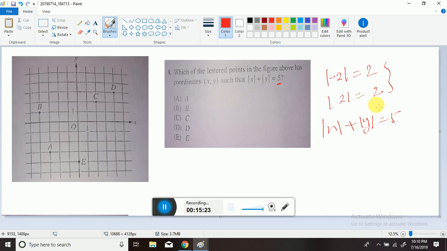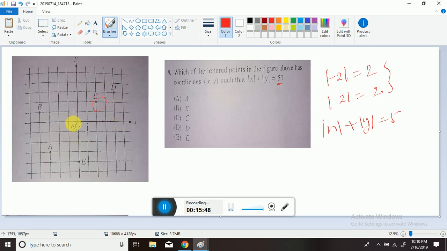The sum. Now let us see the coordinates. We have to find the coordinate such that the sum of two digits without any sign will be 5. So let us see all the coordinates. This is 0, 0. Point C is how much? 2, 2, and 2 plus 2 is 4. It's not possible. Here it is 3, 4, and the sum is 7. It's not possible.